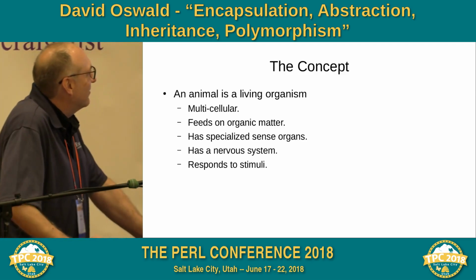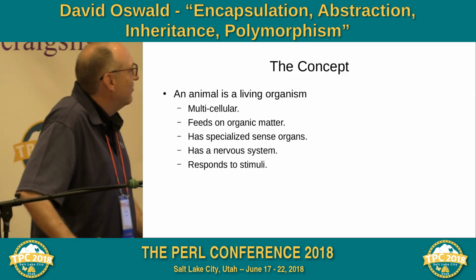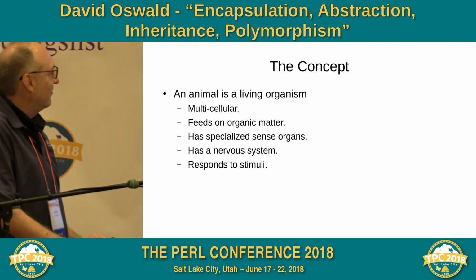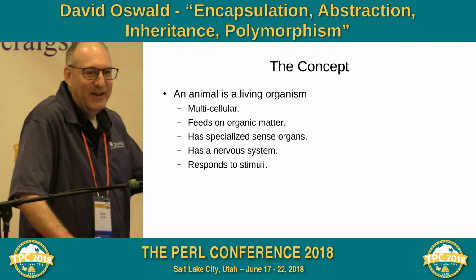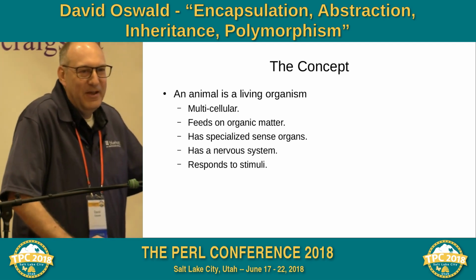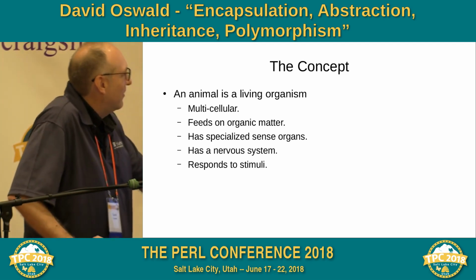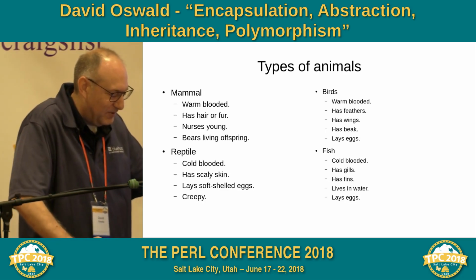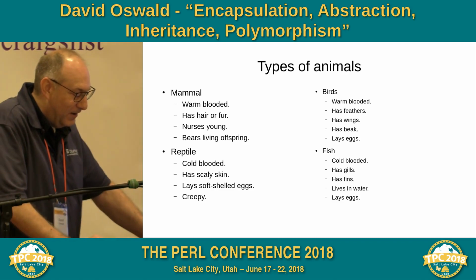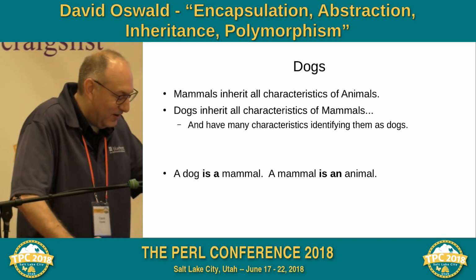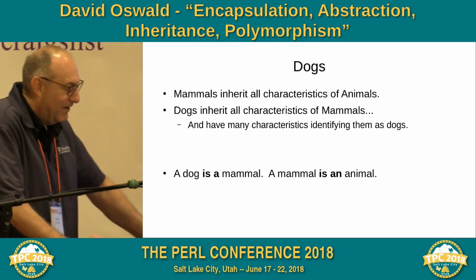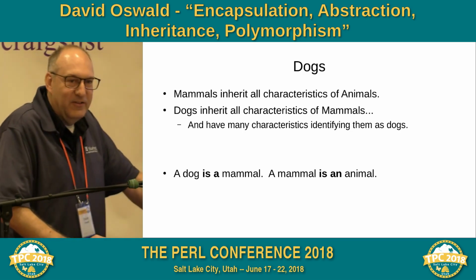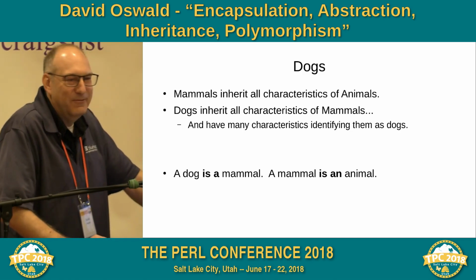And so we're going to talk about the concept of an animal as a living organism. It's multicellular. It feeds on organic matter. It has specialized sense organs. It has a nervous system, and it responds to stimuli. That's kind of the basic definition of an animal. There's probably additional things we can layer in there. So there are types of animals. There's mammals and reptiles and birds and fish. And then in the mammals, we have dogs, and dogs have all of the characteristics of mammals. So a dog is a mammal, and a mammal is an animal. Good with all this?